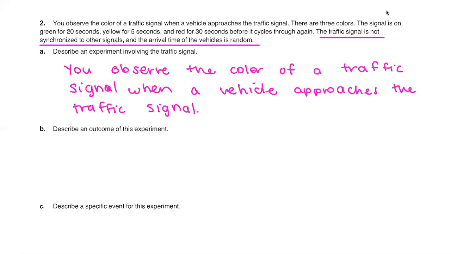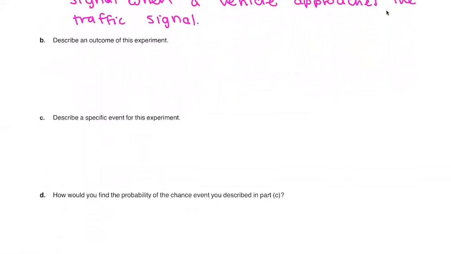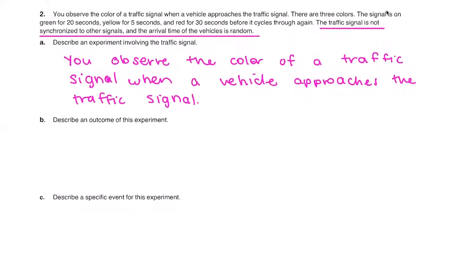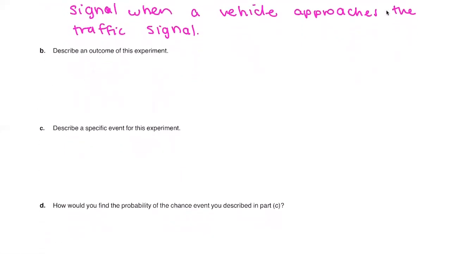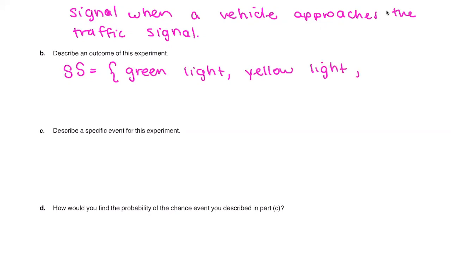So, with that as our experiment, we want to look at the outcomes, and they told us this information as well, that there are three colors. It could be green, yellow, or red. So different outcomes. I'm going to look at the entire sample space. We could have a green light. We could have a yellow light. And we could have a red light.